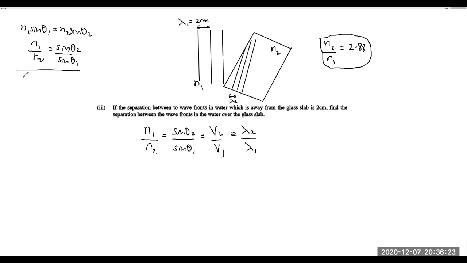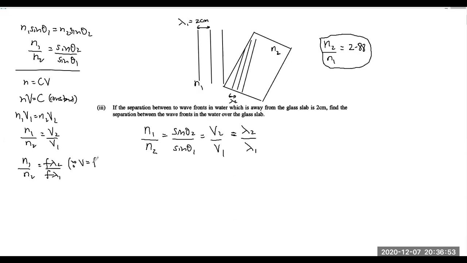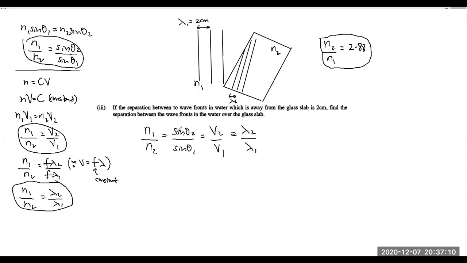In addition to that, we know n equals c over v. So c is equal to nv, where c is a constant, the speed of light through vacuum. Therefore, we can say n1v1 equals n2v2. So n1 over n2 is actually v2 over v1. And v2 over v1 can be written as f lambda 2 over f lambda 1. Why? Because v is equal to f lambda and f is constant in both media. So we get another equation: n1 over n2 equals lambda 2 over lambda 1. So this is one combination, this is another combination, and this is another combination. All three are combined to get this answer.